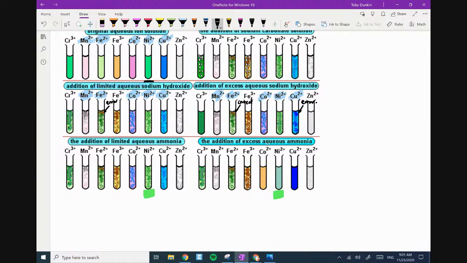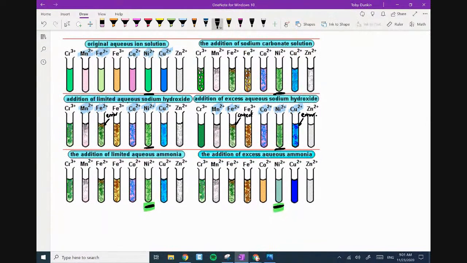So we've got nickel hexaqua, we've got nickel with sodium hydroxide little, nickel with sodium hydroxide excess, nickel with ammonia. It's always going to be the same as the little. And then we get this pale green-esque nickel with concentrated ammonia, and then the nickel carbonate. So they're just all greens.